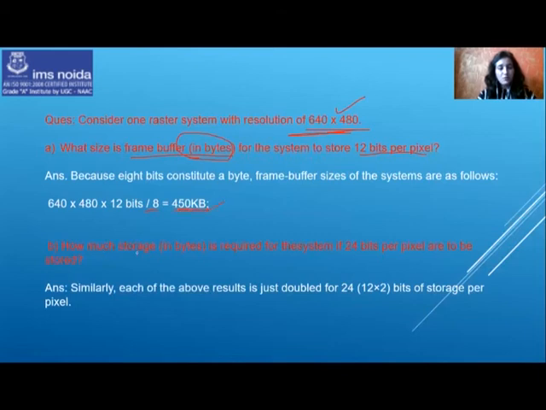Next question: how much storage in bytes is required for the system if 24 bits per pixel are stored? What is the difference between question A and question B? There is a single difference: 12 bits per pixel is given in one, and here 24 bits per pixel is given. So instead of 12, you change it to 24, and the answer will come, right?